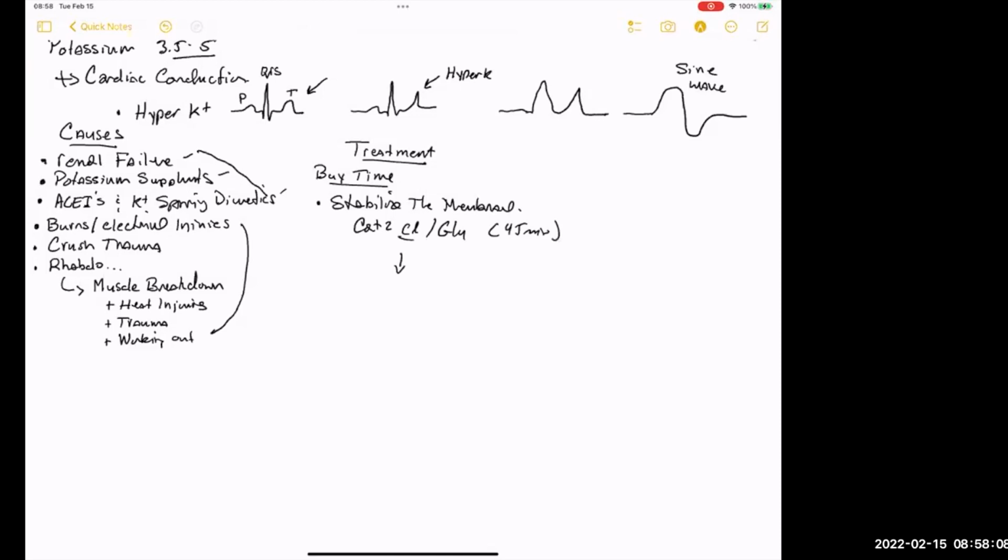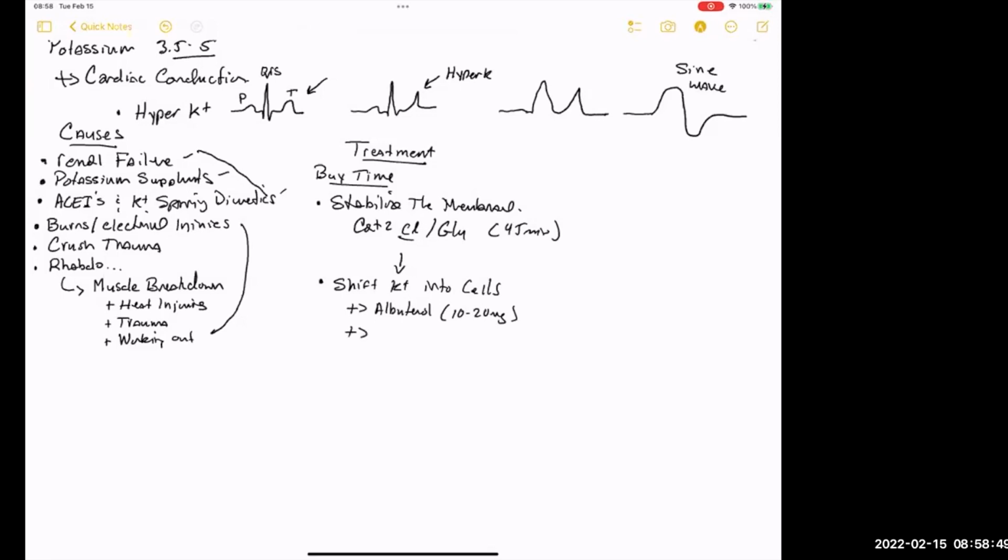And then step 2 is to shift potassium ions back into the cell. We can actually do this as paramedics, and there are several things that will do this. First of all, albuterol will do this. Remember, one of the side effects of albuterol is hypokalemia. So give albuterol, typically large doses, like 10 to 20 milligrams of albuterol over an hour or so. So we're going to give very large doses of albuterol.